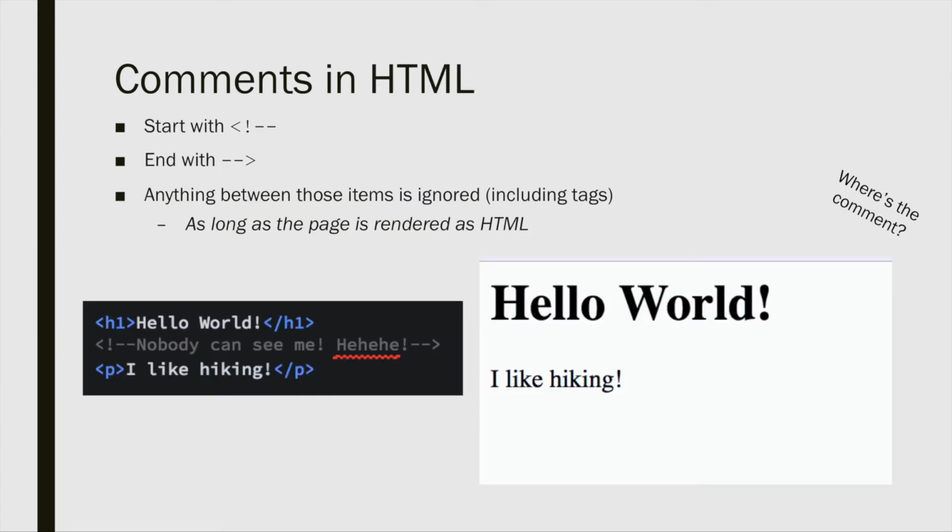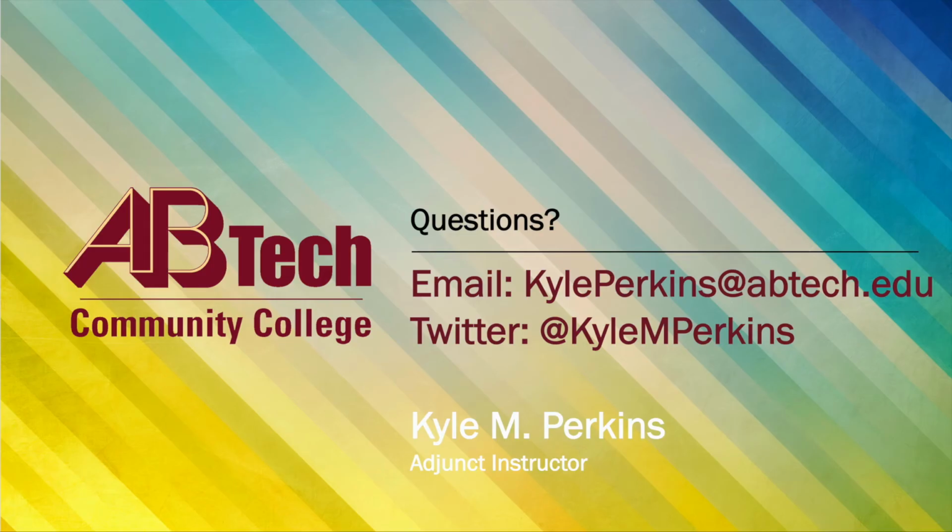Comments in HTML start with the triangle bracket, exclamation point, and then a dash, and they end with a dash, dash, and triangle bracket. Anything between those items is ignored, including tags, and as long as the page is rendered as HTML, it will not show up. For example, on the left side, you can see the line, "Nobody can see me, he he he." On the right, it says, "Hello world, I like hiking," and the comment is nowhere to be seen. In this case, again, the comment is not seen by the end user. The browser ignores it, and pretty much anything between those two lines is not going to be processed by the browser. So you can leave pretty much anything you want in there. So, again, where is the comment? Well, we don't know, it's not in the code.